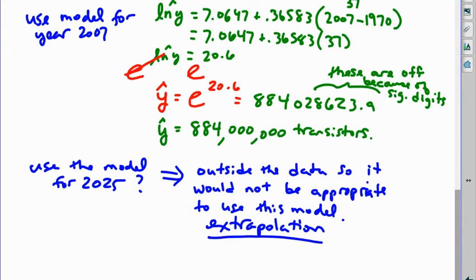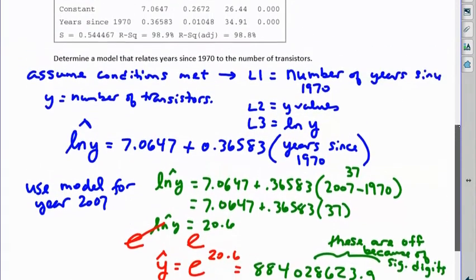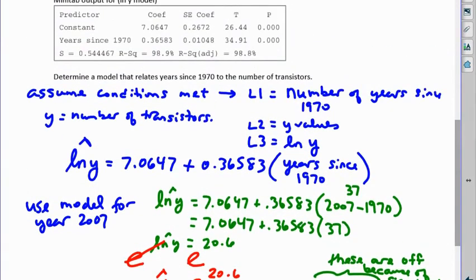And it probably makes sense to you that it's really not appropriate to use this for the year 2025, because think about, we're in the year 2020. This data was stopping at the year 2010. So I have a hard time even imagining what's going to be happening 5 years from now. And can you imagine what would have been happening 10 years from 2015?